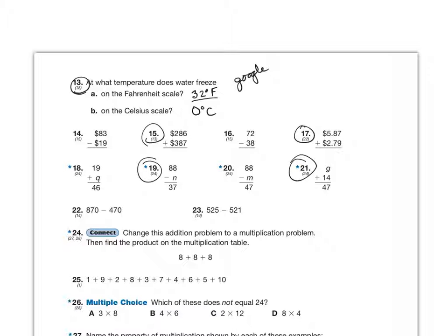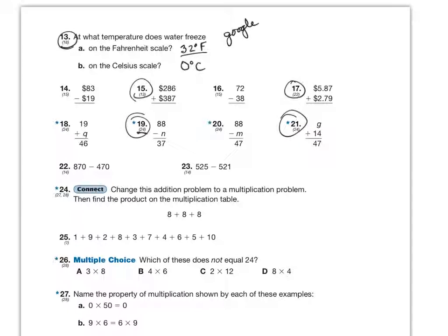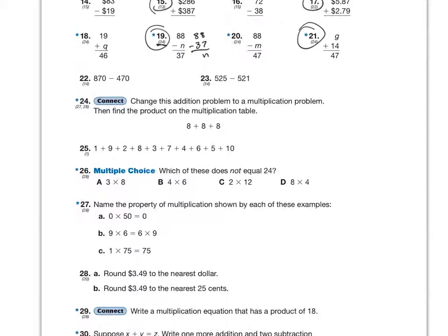Number 19, we get a little bit of work. Remember, you're doing your families. I talked about those on examples number 1 and 2, where you use your families. Remember, 88 also equals 37 minus 37. That also equals n. All right. Now, 23. Got to do some more subtraction. 25. Just need to add some numbers together. 27.